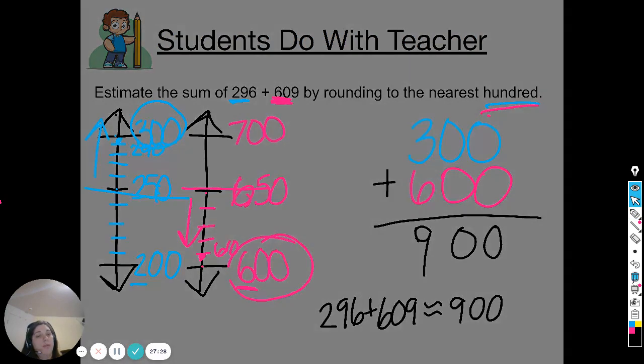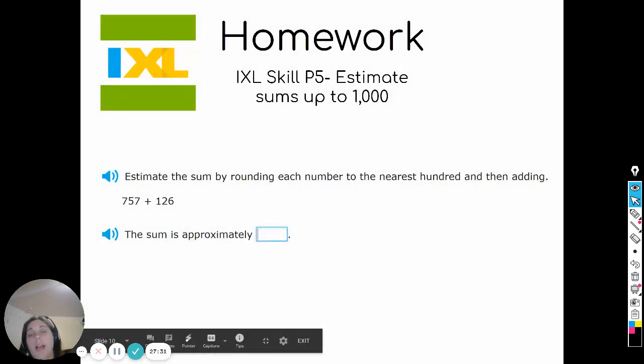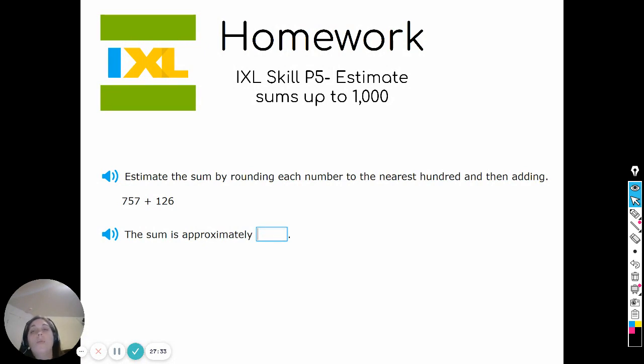Okay, you can go ahead and erase your whiteboards. We're now at the part where you're going to be working on your work alone. So the homework is IXL skill P5, which is estimate sums up to 1,000. Okay, so it's going to give you an equation, and it's going to tell you whether you're going to be rounding to the nearest 10 or the nearest 100. So this one says to the nearest 100. So first you'd have to round 757 to the nearest 100. Then round 126 to the nearest 100. And then add them together to figure out your answer.